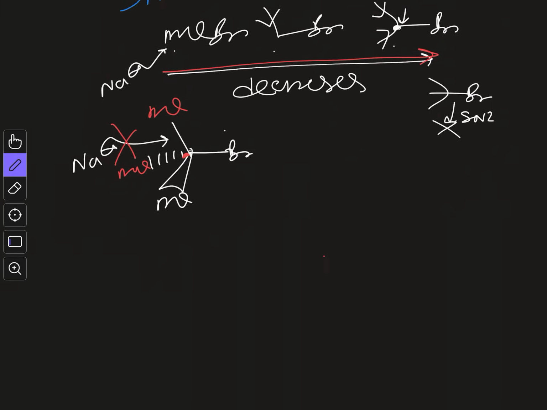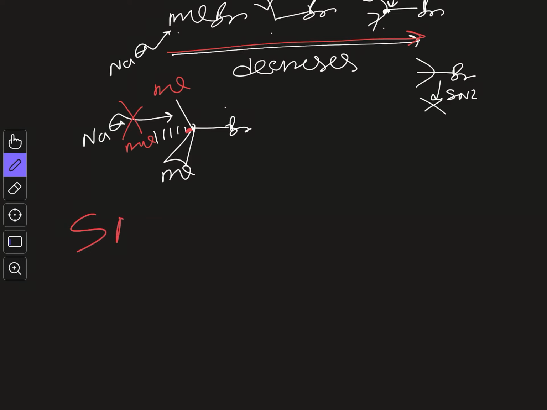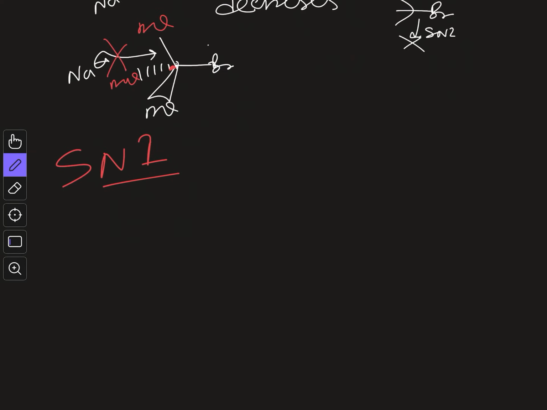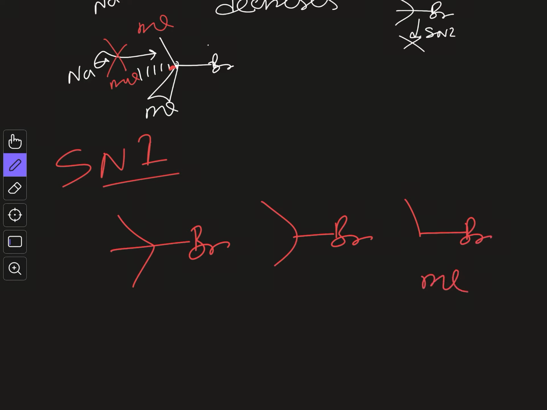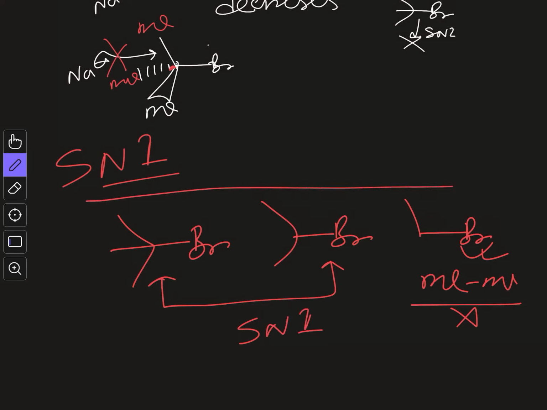Now what is the effect on the rate of the SN1 reaction? In the case of the SN1 reaction, this one will show the highest rate, then this one, and these two will not show it. This one actually does not show the SN1 reaction. This one will show a very low rate of SN1 reaction. So practically we can say these two will only show the SN1 reaction, and as we go from this side to this side, the rate decreases.